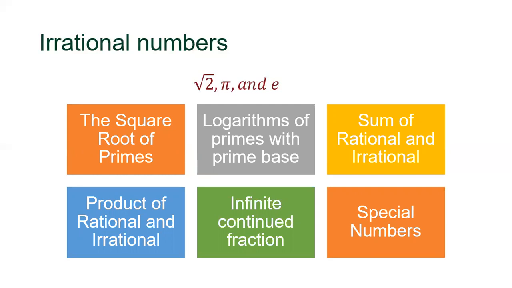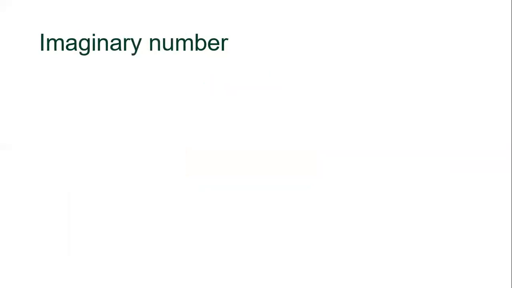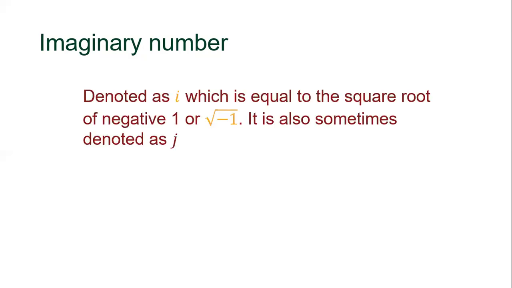Next, let's move on to imaginary numbers. If there are real numbers, then there are imaginary numbers. Our number system is composed of real and imaginary numbers. Imaginary numbers are denoted as i, which is equal to the square root of -1. It is also sometimes denoted as j.